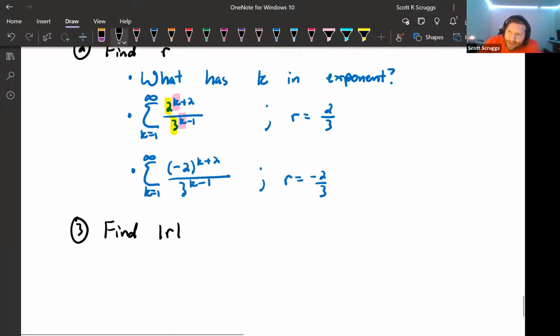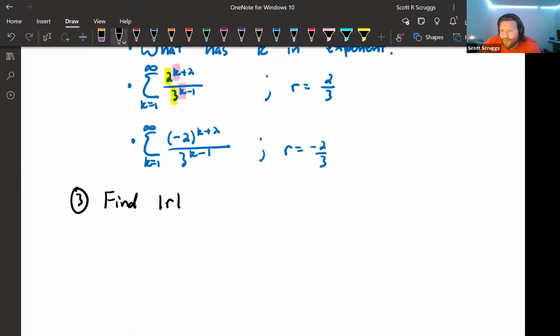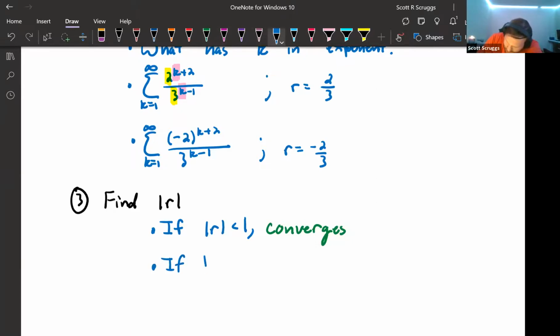If I get to that absolute value is less than 1, that tells me the series converges. If I get to that is greater than or equal to 1, that tells me the series diverges. So let's state that down. If it is strictly less than 1, converges. If that is greater or equal to 1, it's going to diverge.